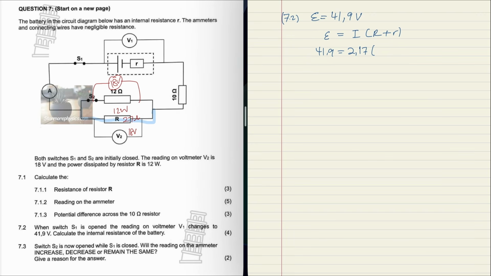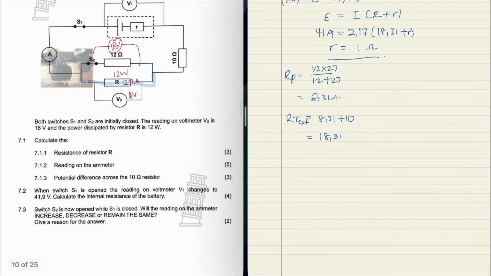The total resistance: let's work out the parallel first. So R parallel is equal to product over sum. So 12 times 27 divided by 12 plus 27, and that's going to equal 8.31 ohms. Then R total, this is for the external circuit, is going to be the parallel plus the series. So that's going to be 18.31. Now we can solve for r. r is going to equal 1 ohm.